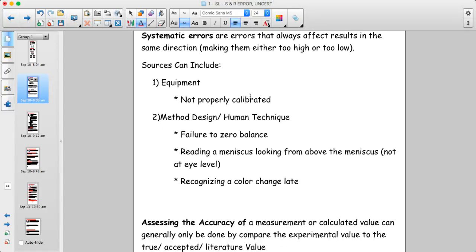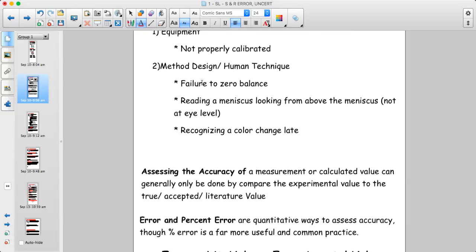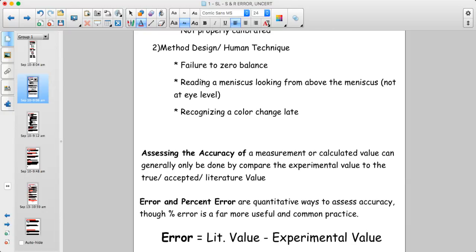And where do they come from? Well, we've already seen they can come from your equipment if it's not properly calibrated. So maybe the thermometer just always measures too high. Maybe the balance isn't set up right, and so it always measures the mass too low. That's examples for equipment. It can also come from how you're doing your method or your own technique.